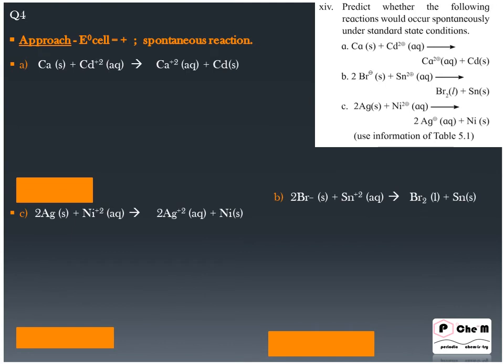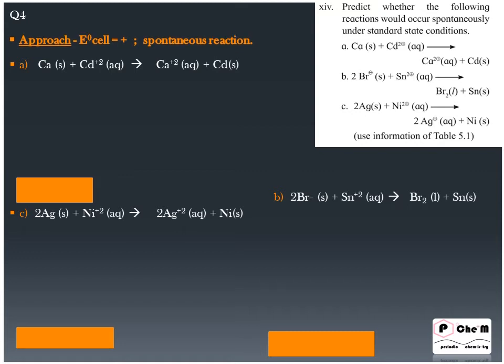An important application of standard reduction potentials is to determine the spontaneity of the reaction. We can see this clearly in the 14th question under question number 4. Here we need to determine whether the reactions are going to occur spontaneously or not under the standard states. Let's first solve part A.